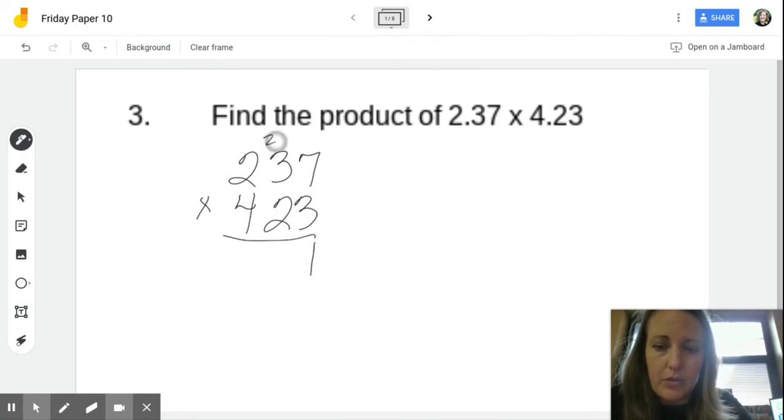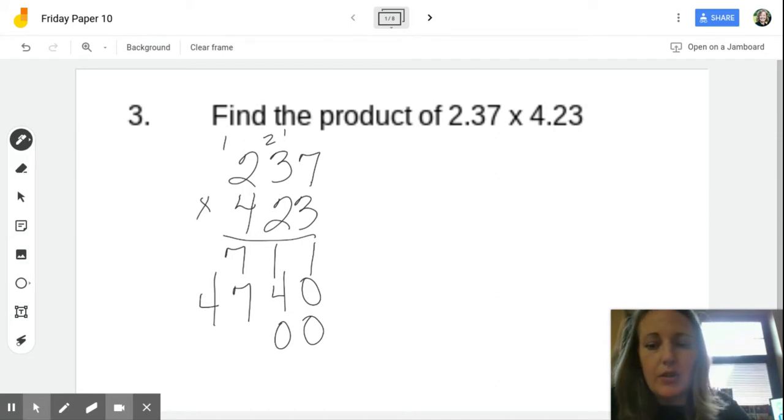7 times 3 is 21. 3 times 3 is 9 plus 2 is 11. 3 times 2 is 6 plus 1 is 7. I have a placeholder. Now 7 times 2 is 14. 3 times 2 is 6 plus 1 is 7. And 2 times 2 is 4. 2 placeholders.